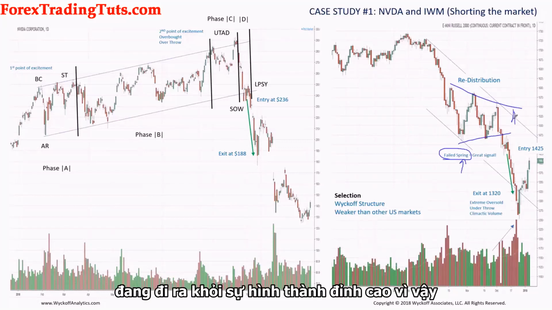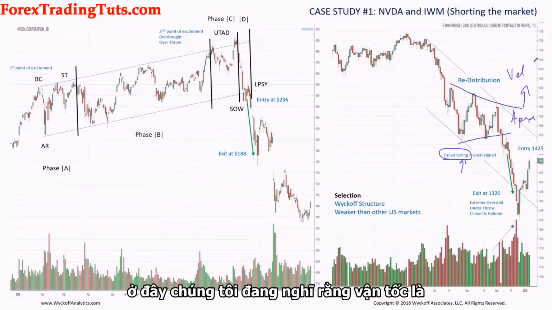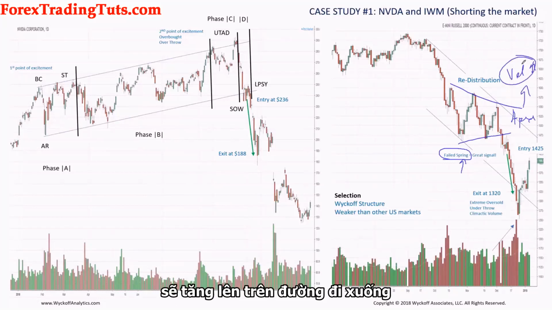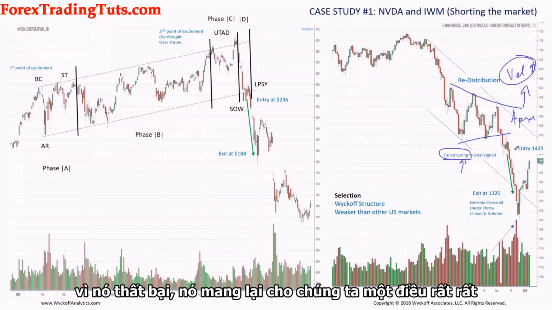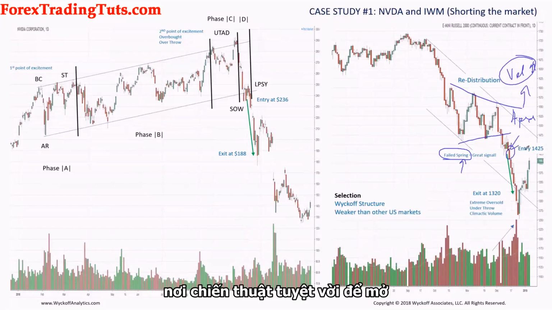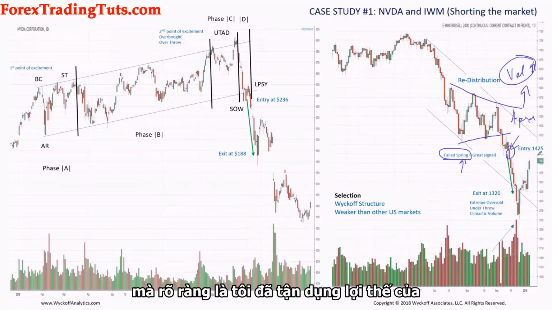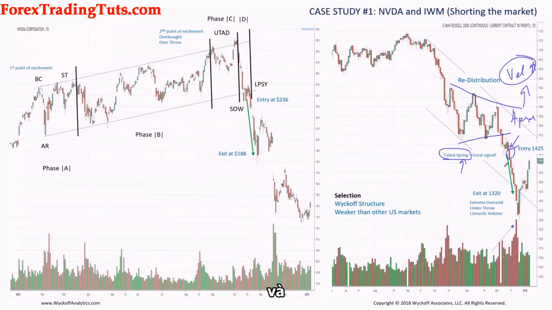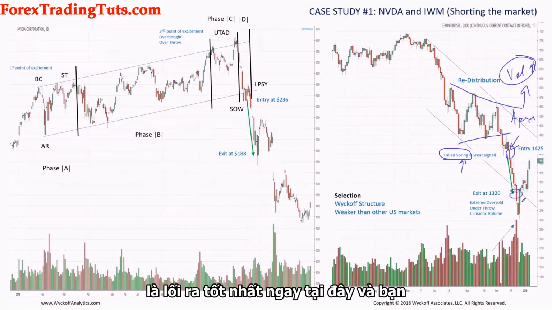Well, first of all, we are coming out of the apex formation. So here we're thinking that the velocity is going to increase on the way down, if the sprint fails. And as it fails, it gives us a very, very great tactical place to open the position, which obviously I took advantage of. And not necessarily was the best exit right here.